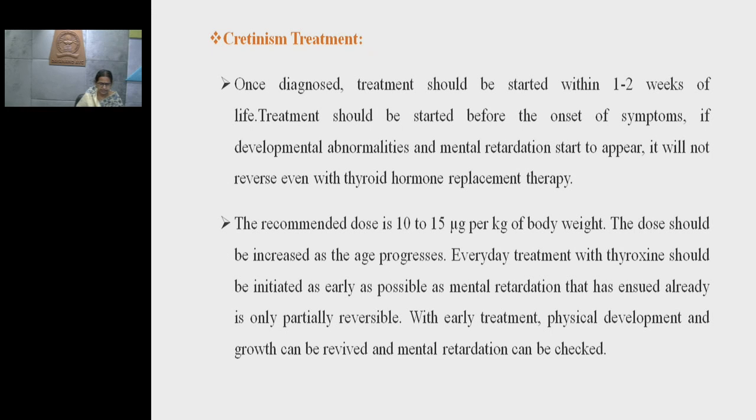Then, treatment of cretinism. Once diagnosed, treatment should be started within 1 to 2 weeks of life. Treatment should be started before the onset of symptoms. If developmental abnormalities and mental retardation start to appear, they will not be reversed even with thyroid hormone replacement therapy. The recommended dose is 10 to 15 μg per kg of body weight. The dose should be increased with age.